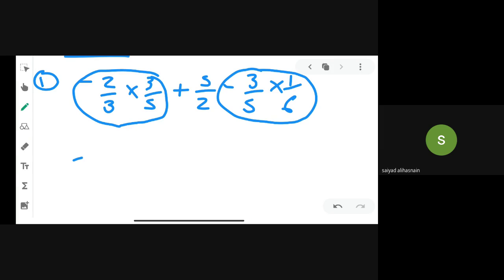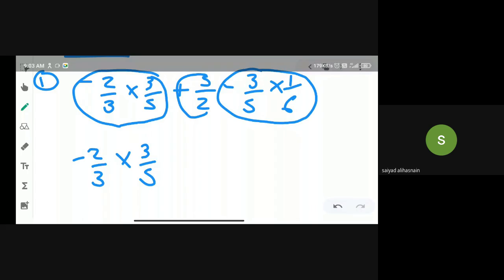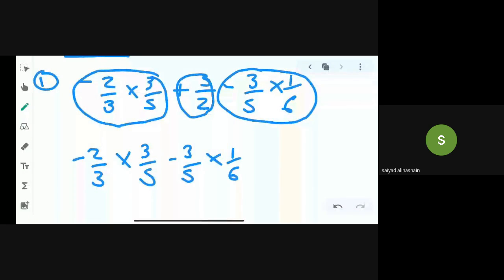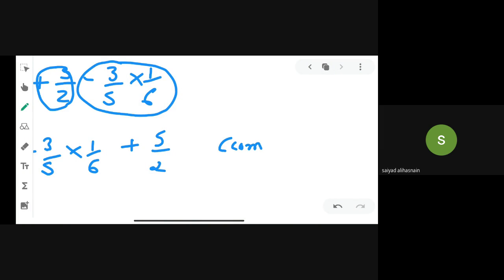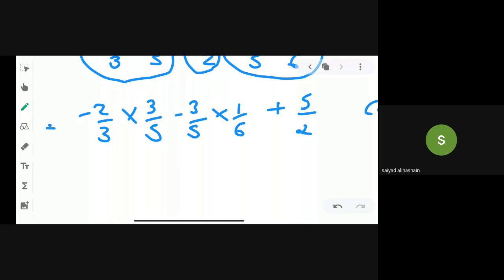You can see I am changing the place. Minus 2 by 3 into 3 by 5. Now you can see I am writing 5 by 2 at the last, and minus 3 by 5 into 1 by 6 I am taking as the second number, and 5 by 2 I am writing at the last. So you can see which property we are using. Which property we are using? Commutativity. Yes or no? Yes, sir.